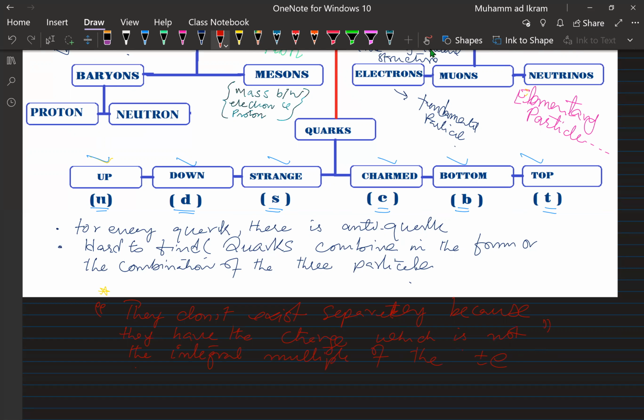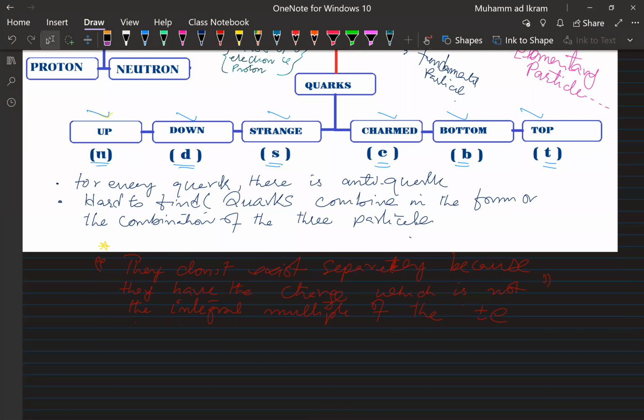For example, for electron and proton, the charge is in the form of an integer. Here it violates this condition. So this is one of the laws of conservation of charge, if you remember. It is very simple: they do not obey the quantization principle.